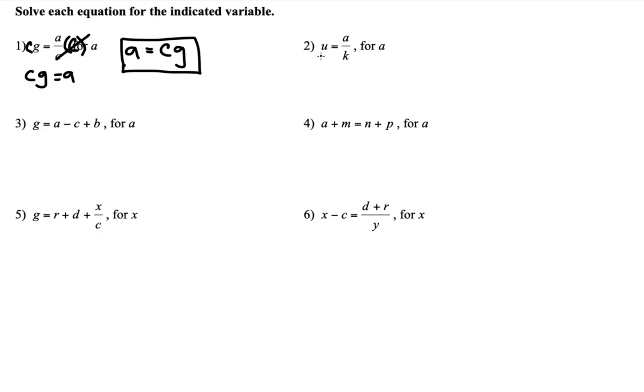For our next one is very similar. U equals a divided by k. I'll write it up here. U equals a divided by k. If I want a alone, the opposite of divided by k is to times by k. And if I multiply one side by k, I have to multiply both sides by k. And so the k's cancel. So I'm left with a equals ku.